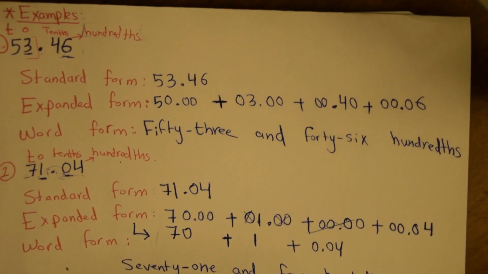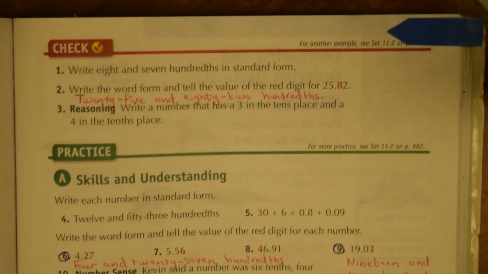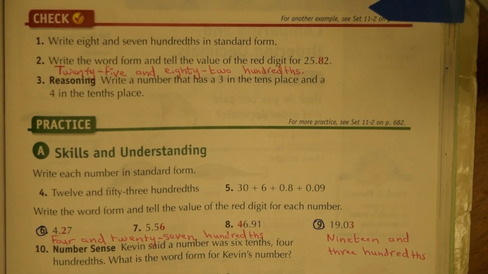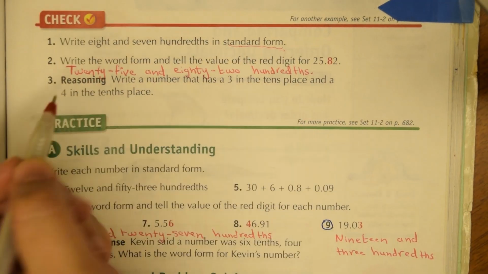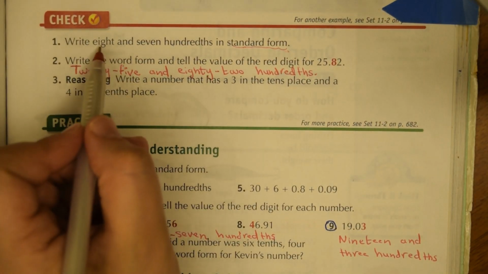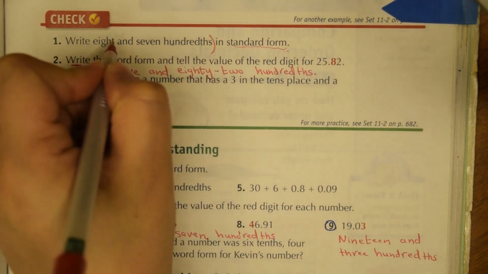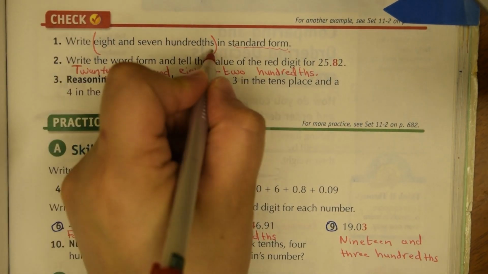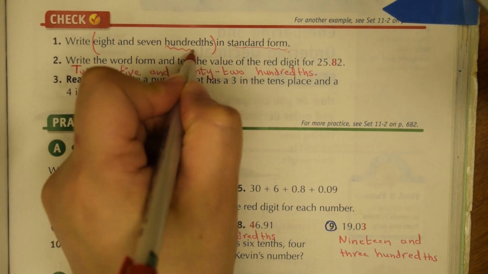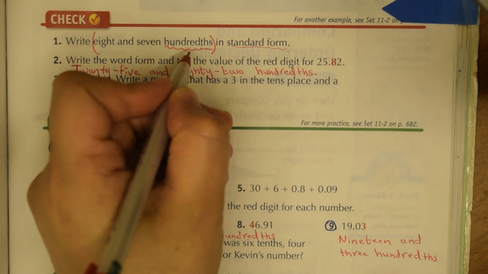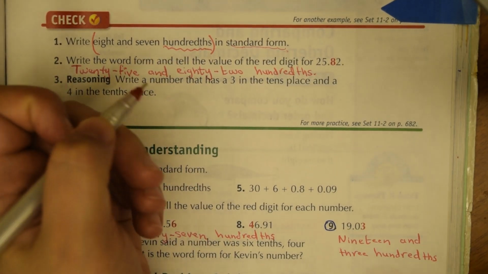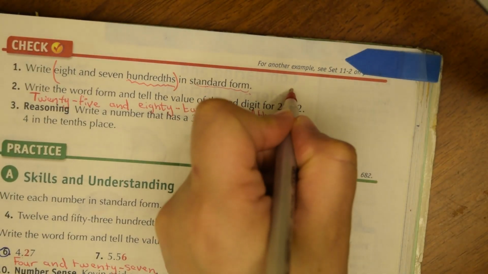Okay, now we will start solving. We will start with check. Number 1: write 8 and 7 hundredths in standard form. Now I want to write the number in standard form. I will read it again. It is 8 and 7 hundredths. From the hundredths I know that the last number is in the hundredths place. So I will write the decimal point first.